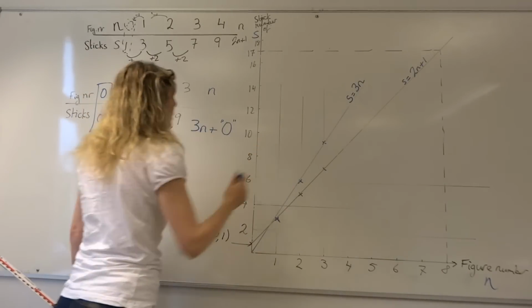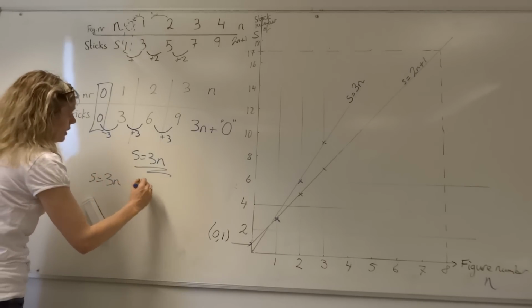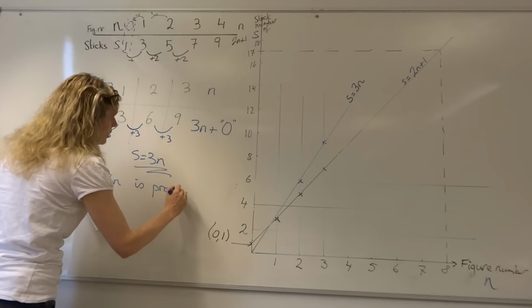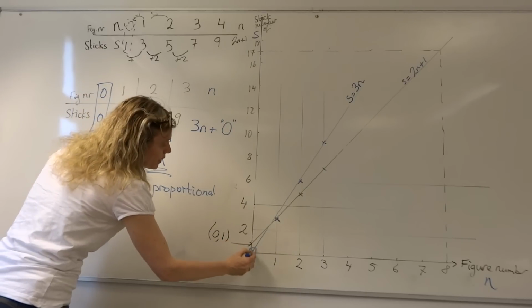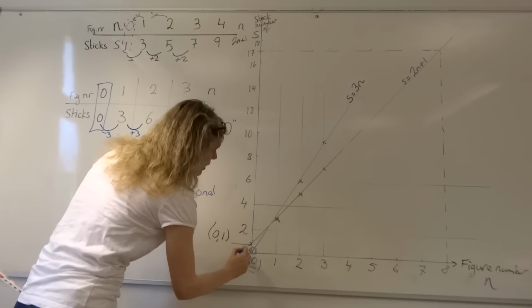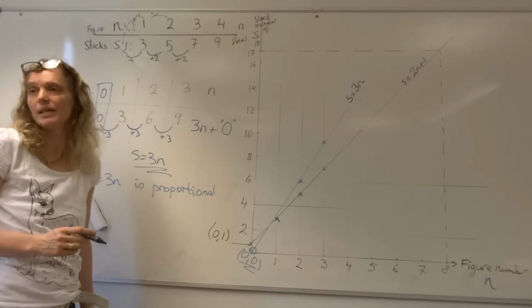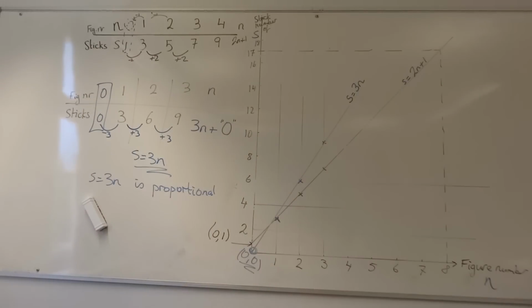So to answer the question, is either of these proportional? Yes, s equals 3n is proportional. And that means that it goes through the origin. This one goes through the point 0, 0. If it goes through the origin at point 0, 0, then it's proportional. Okay? Get it?